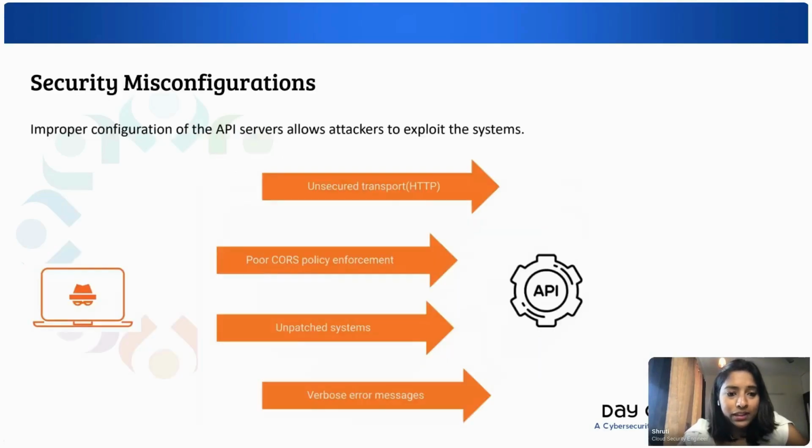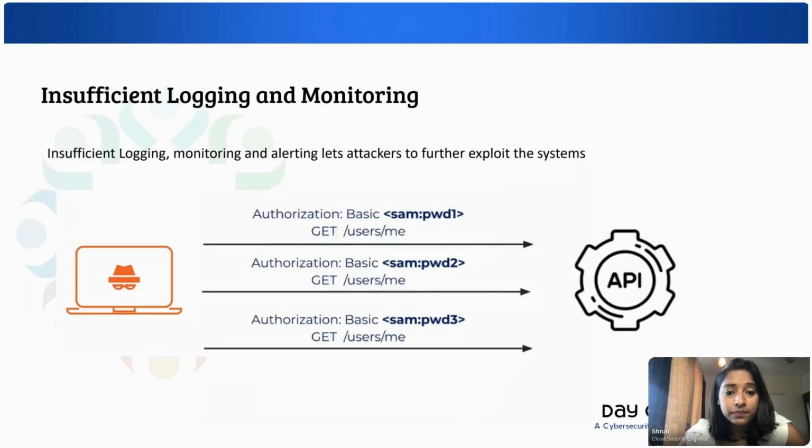Okay, so moving to the next slide, security misconfigurations. Security misconfigurations include unsecure transport. Maybe people are using the HTTP protocol, which is not secure at all. The next could be policy, like poor policy enforcement, unpatched systems, and verbose error messages. So these are the types of security misconfigurations.